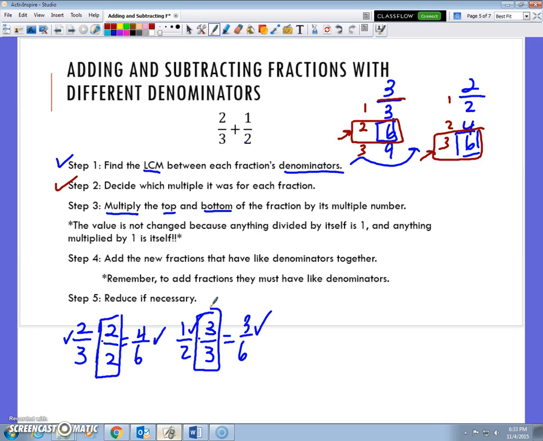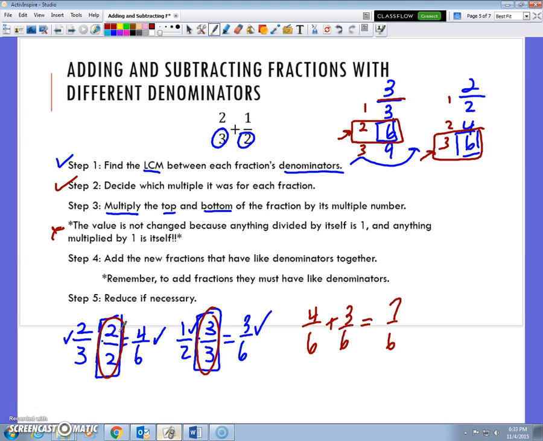So now, instead of trying to add these fractions with different denominators, I have this new equation here: 4/6 plus 3/6, and life is good again. Because I know that I can add them together: 7/6. The important part to remember here is that the value is not changed, because we're dividing something by itself and that's equal to 1. And when we multiply something by 1, it's the same thing.